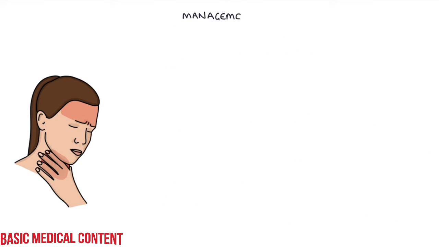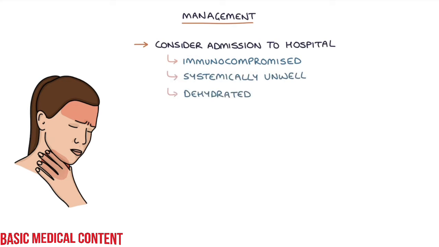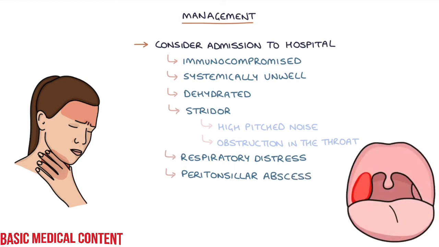Let's talk about management. Consider admission to hospital if the patient is immunocompromised, systemically unwell, dehydrated, there's stridor present, and stridor is a high-pitched noise that occurs with breathing when there's obstruction in the throat. Respiratory distress, a peritonsillar abscess or quinsy, or cellulitis.